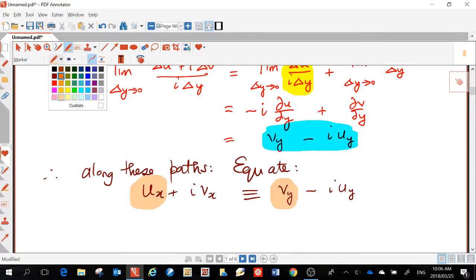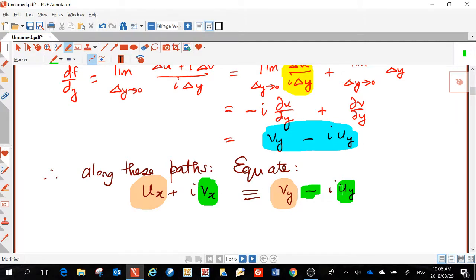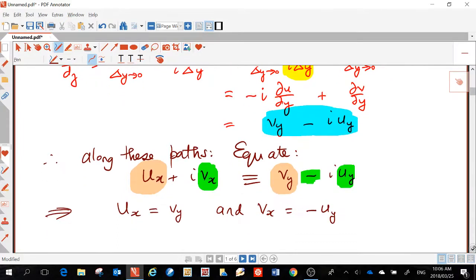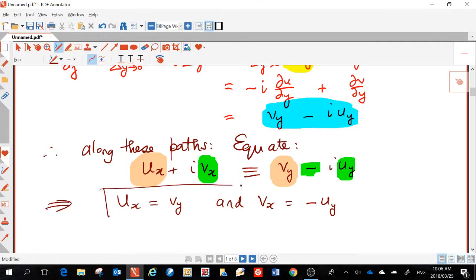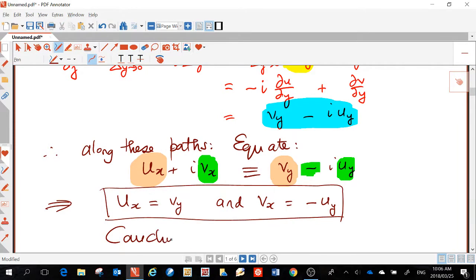And if you look at the imaginary parts, which I shall color now in green, you can say that vx must equal minus uy. So this implies then that ux must equal vy, and vx is equal to minus uy. And these are known as the Cauchy-Riemann equations. They will be used to test if a function is differentiable or not. An easy way would be to simply check whether these results hold.